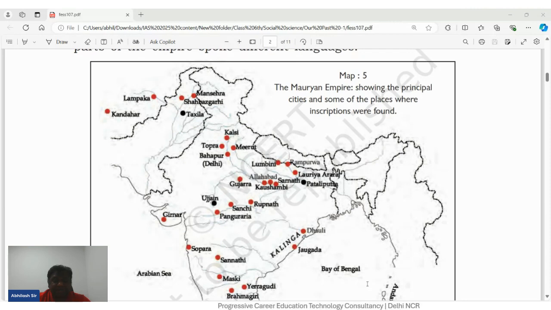Tribute system: tribute versus taxes. Unlike regular taxes, tribute was collected from people in less controlled areas wherever possible. It included valuable goods such as gold, timber, honey, and elephants, especially from forest regions.